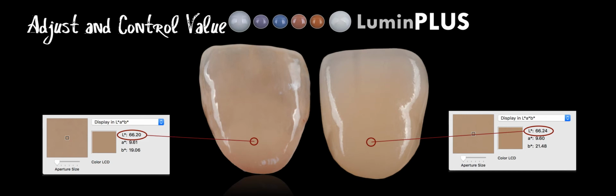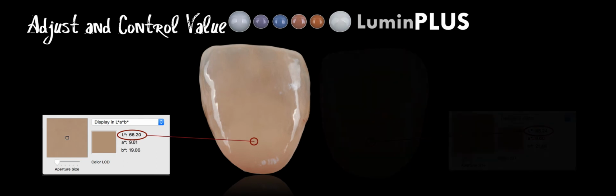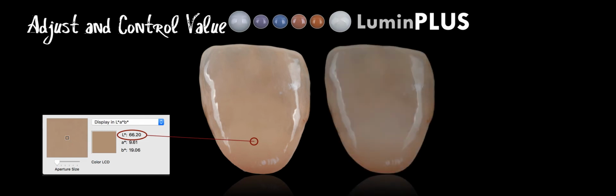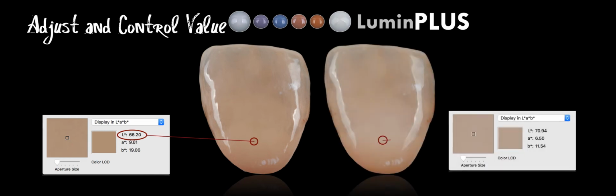And when I measure these two crowns in this exact same point, you could see the L value. L is the value. So you could see the L value being quite similar. So my target now, my goal now is to raise the value with one more firing. So with Lumen Plus, after one firing, I was able to raise about 4.5 in L value, which means it's above one full shade.